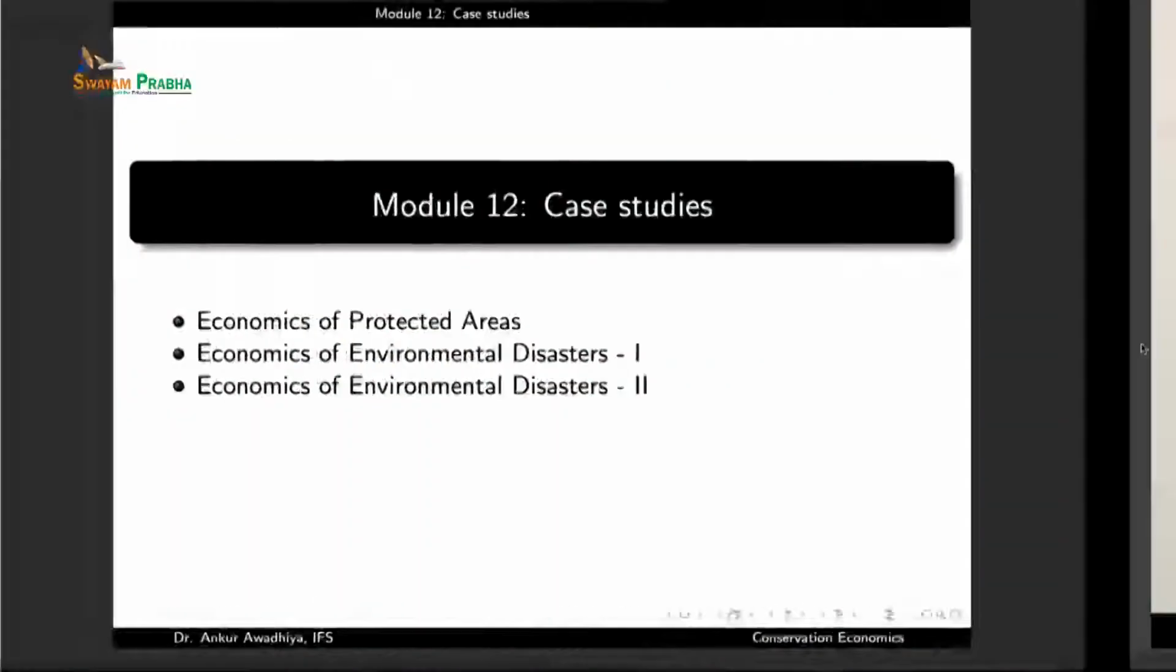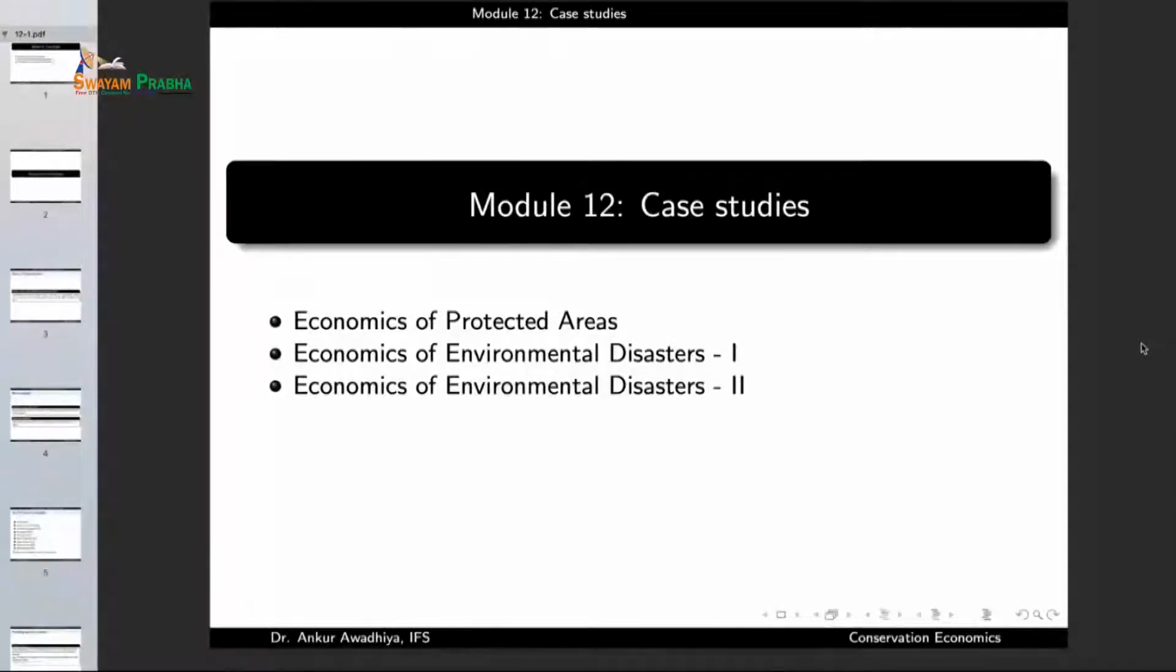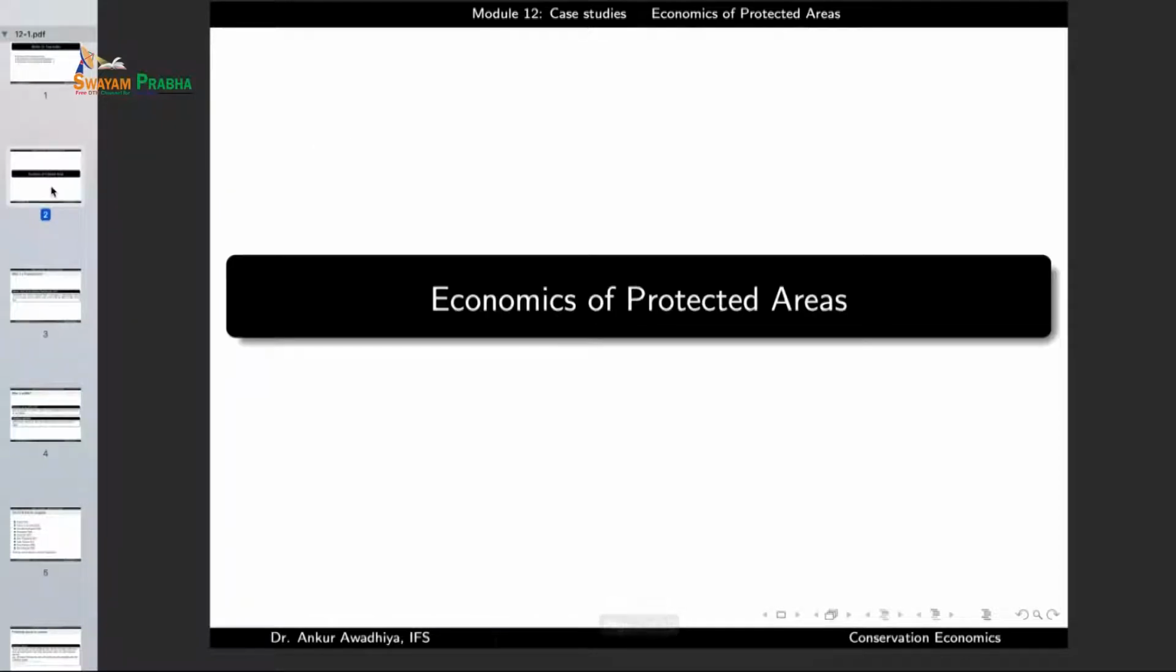Namaste. Today we begin the 12th module, which is case studies. This module will have three lectures: economics of protected areas, economics of environmental disasters, part 1 and part 2. So let us begin with the economics of protected areas.